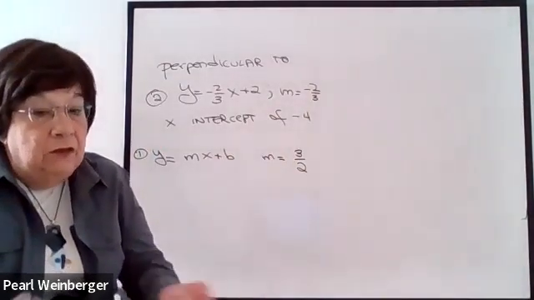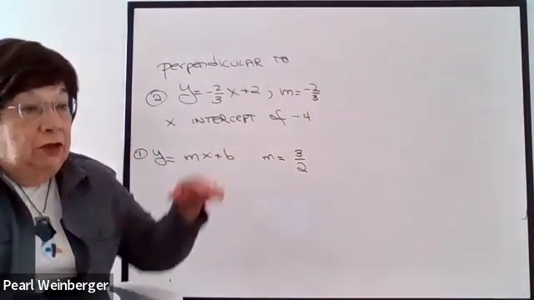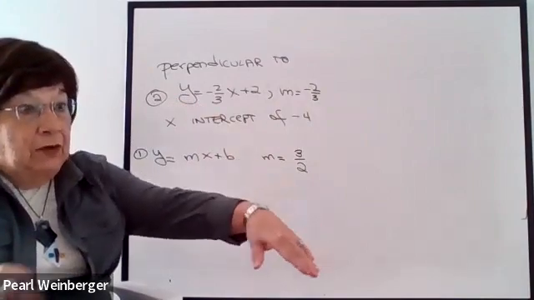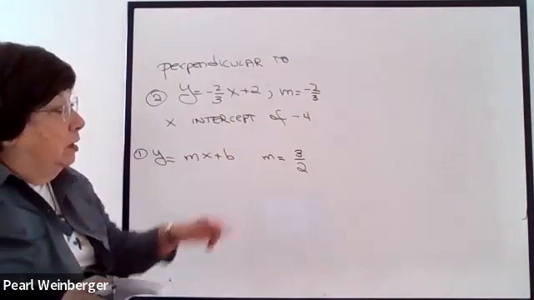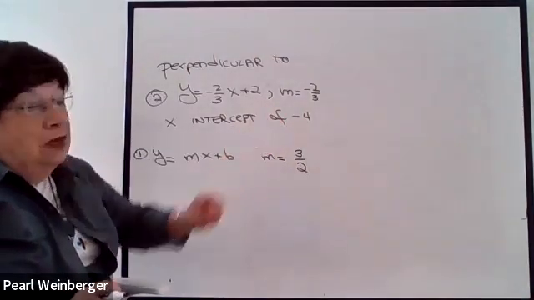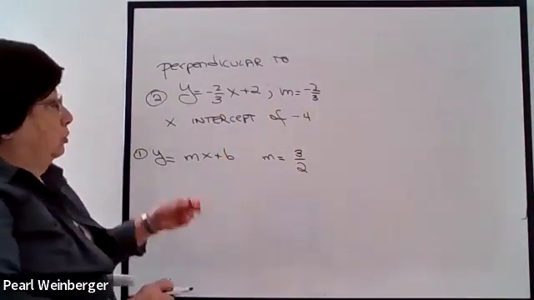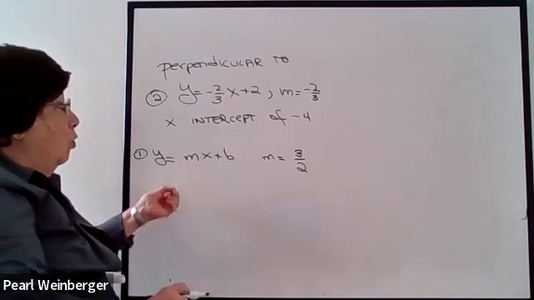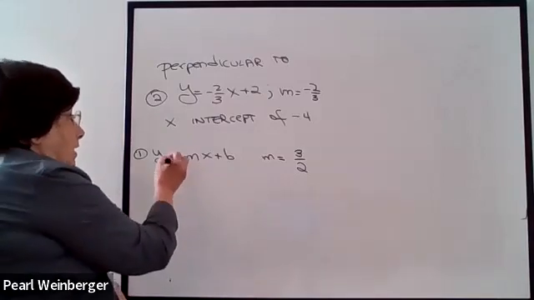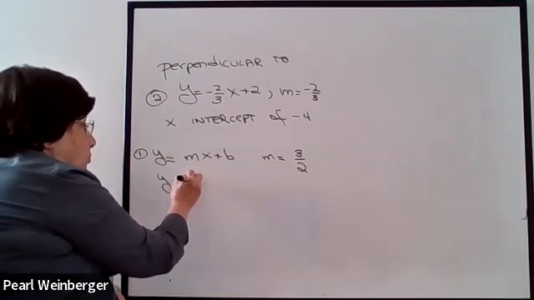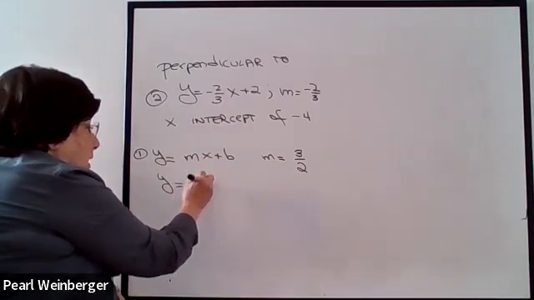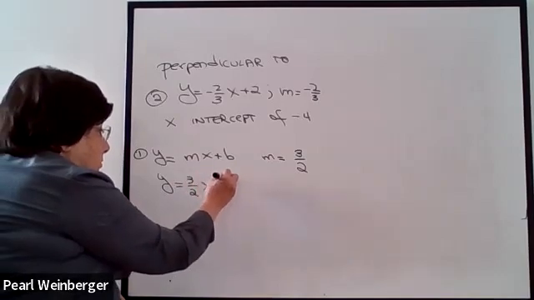One will be positive, one will be negative, because one line is going to be going down and one line is going to be going up in order for them to be perpendicular. And the slopes are reciprocals. So I already know what the slope of my line is going to be. My line is going to be y equals 3 over 2 x plus b.